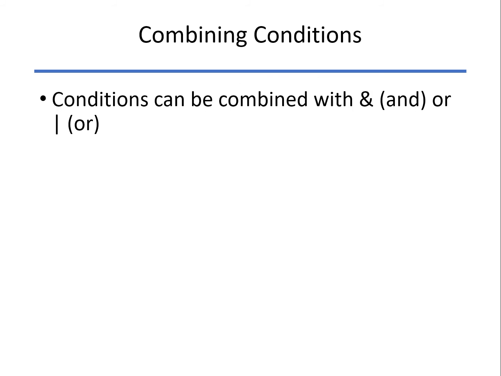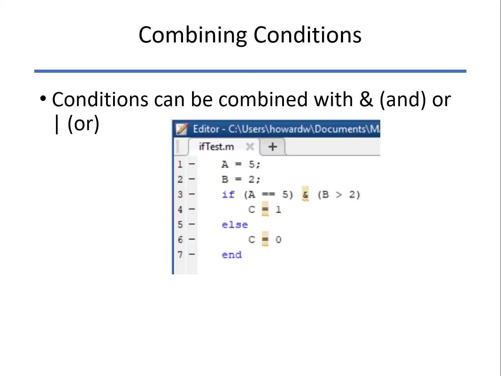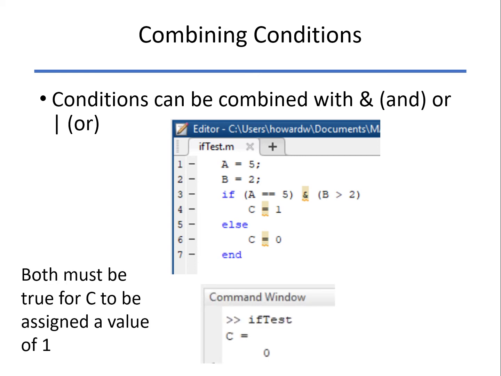So the and and or can be used to combine conditions, much like they were in Excel. In this case, you can see there's an and condition here that says if both of these things are true, then C is equal to 1. But if either one of those is false, that is, if the and statement is not true, then C will become 0. So again, both of those things have to be true for the statement immediately below the if line to be executed.